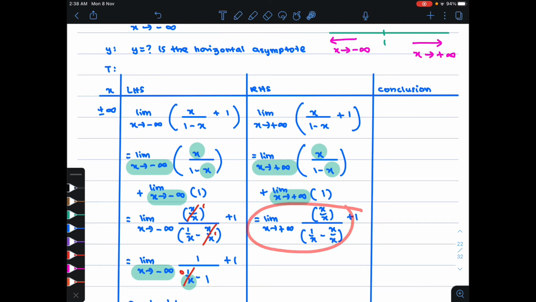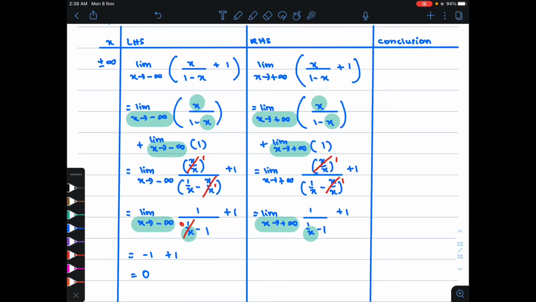Now let's simplify everything. For the first limit here, this is actually just 1. But don't forget we still have plus 1 at the back. So now, substitute x equal to positive infinity back into our limit. So for this limit here, this is 0. And hence, this is 1 over negative 1, which is just negative 1. Positive 1 stays the same. And the final answer is 0. From the left hand side, we get 0. From the right hand side, we also get 0.